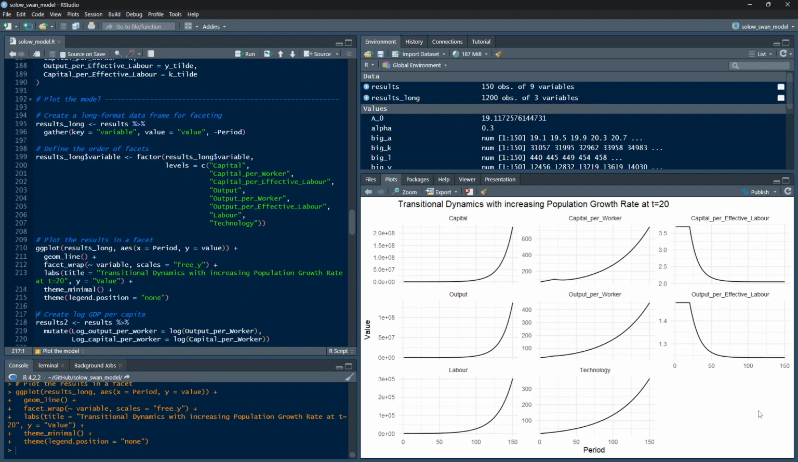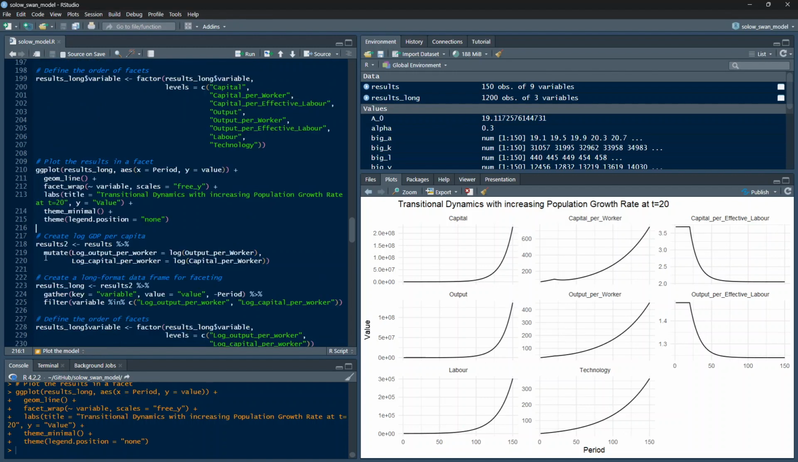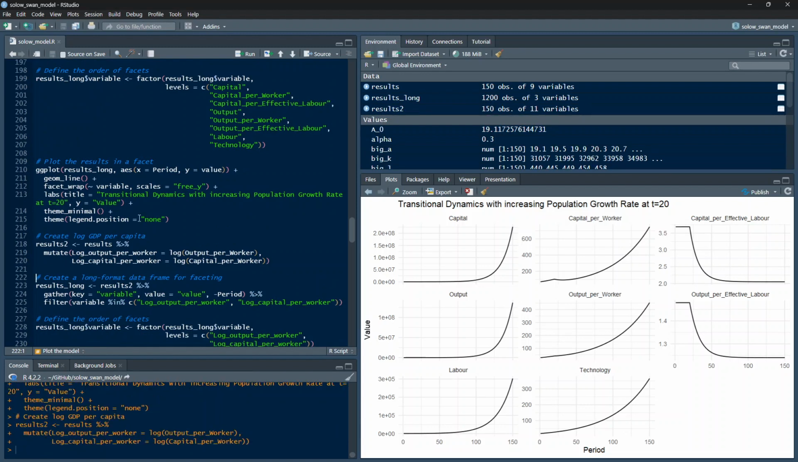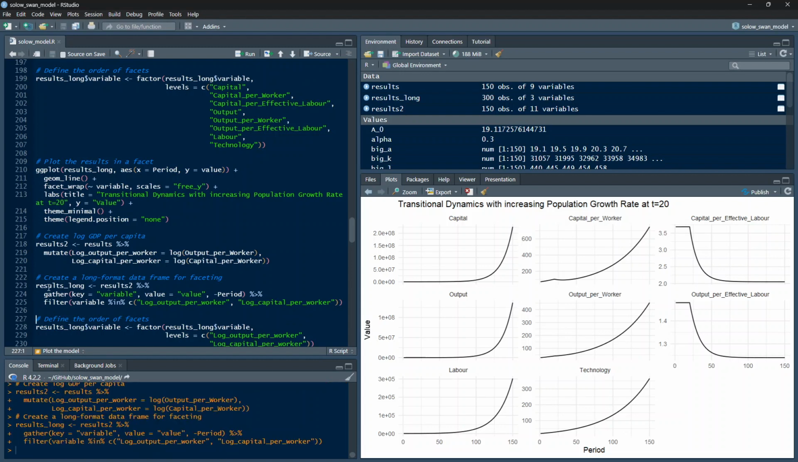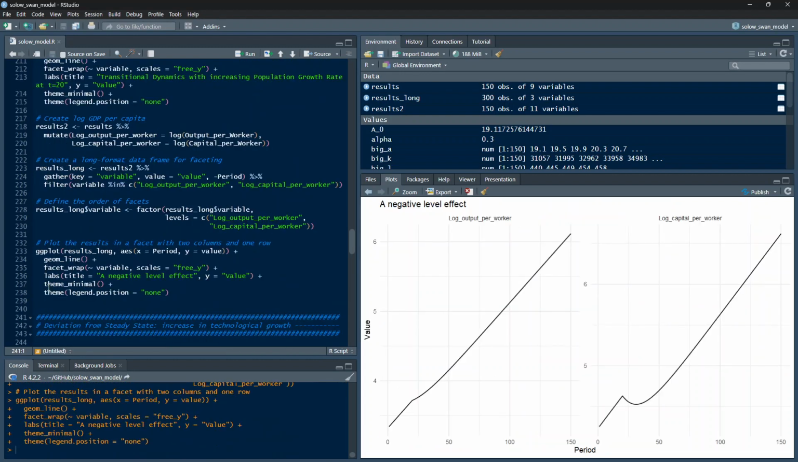So what do we say overall? Well, actually, to make this a little bit clearer, what I'm going to do is create some log variables, to get rid of these exponential effects. So I'm going to create log output per worker and the log of capital per worker, and then manipulate them so we can put them in a graph. And here we see this log output and log capital per worker.